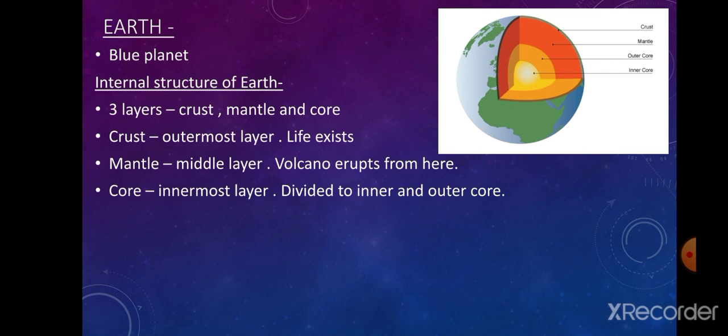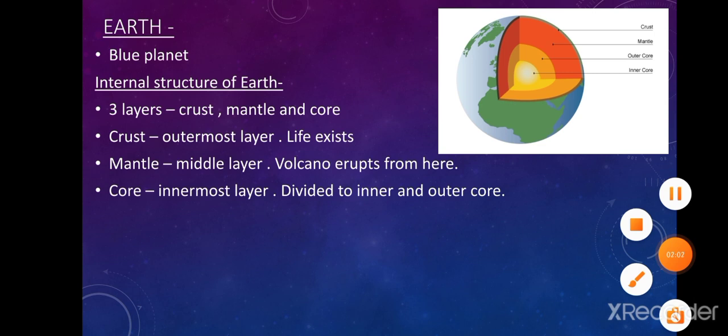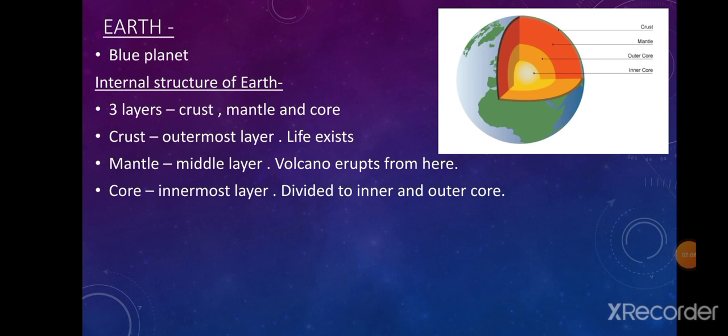The next one is the internal structure of Earth. The Earth has three layers, that is the crust, mantle, and core. Crust is the outermost layer. It has oceans, mountains, and continents, and life exists on the crust layer. That is where we are living or surviving. So the crust is the layer where we stay.